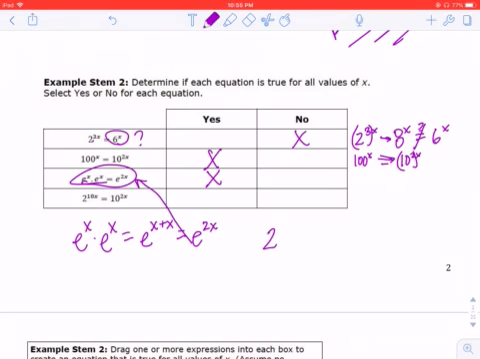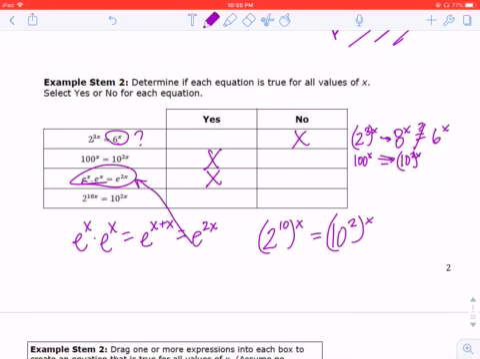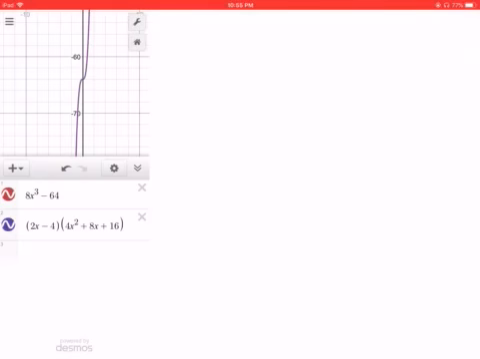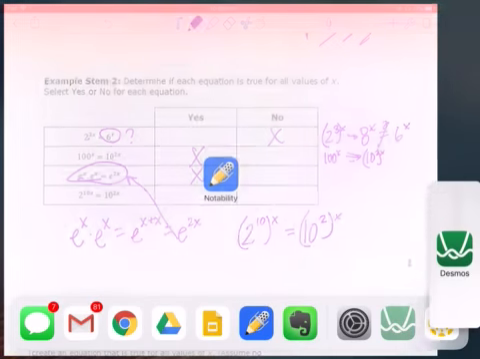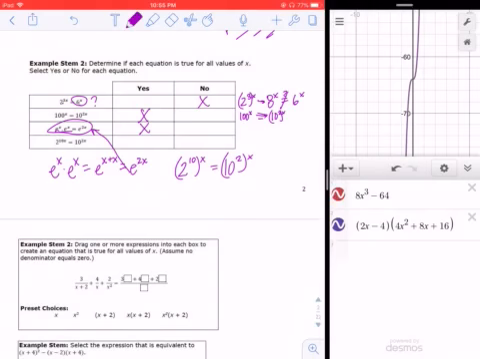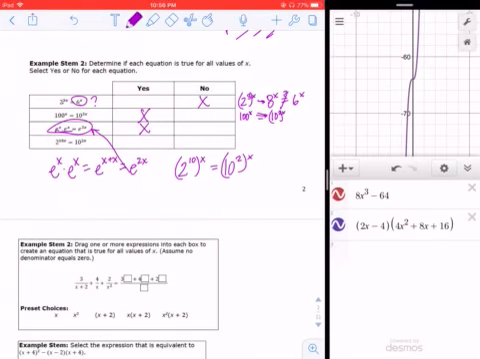And then finally, 2 to the 10 is equal to 10 to the 2, is what they're telling me. I'm not 100% sure. I can't quite remember my rules here, so I'm going to go back to Desmos. See if I can pull it up on the same screen here. That is being annoying. So I'm going to try to do it without.